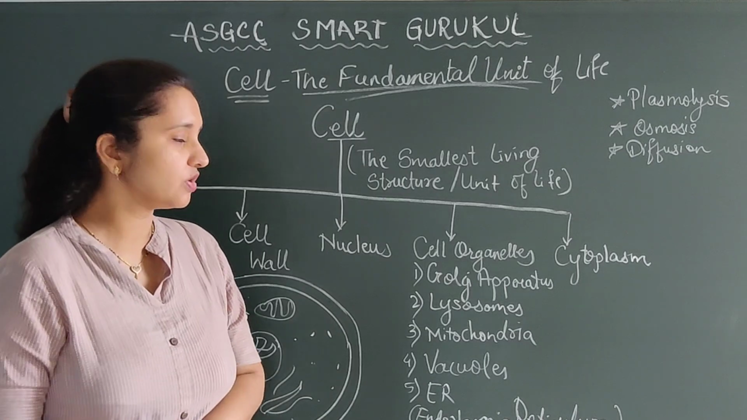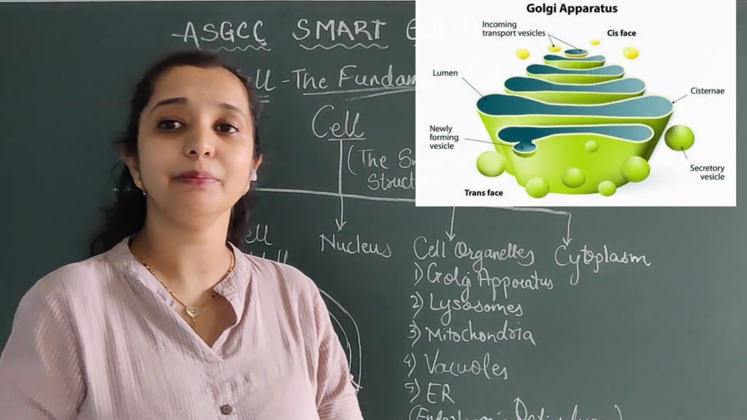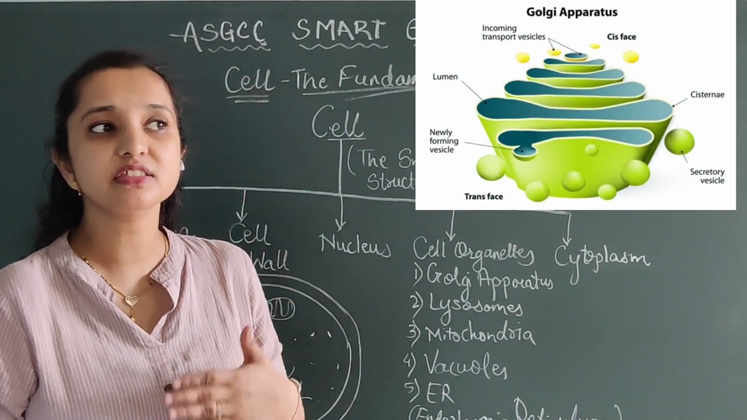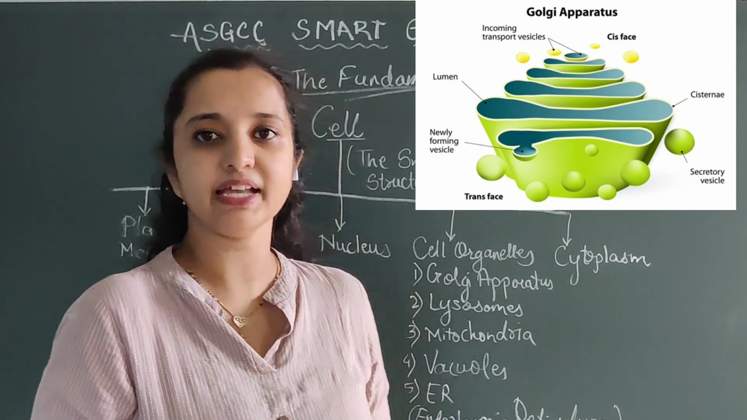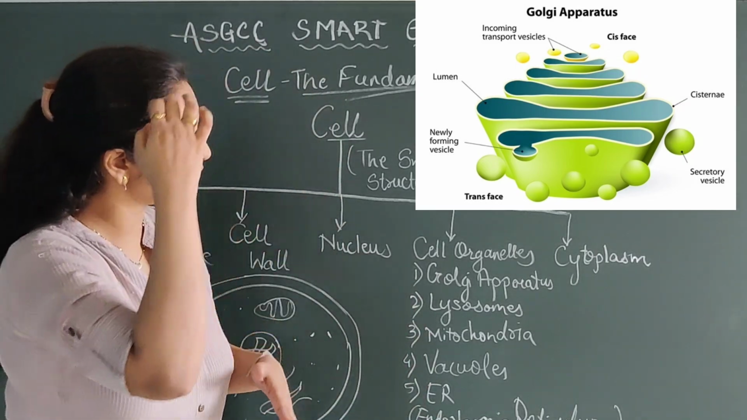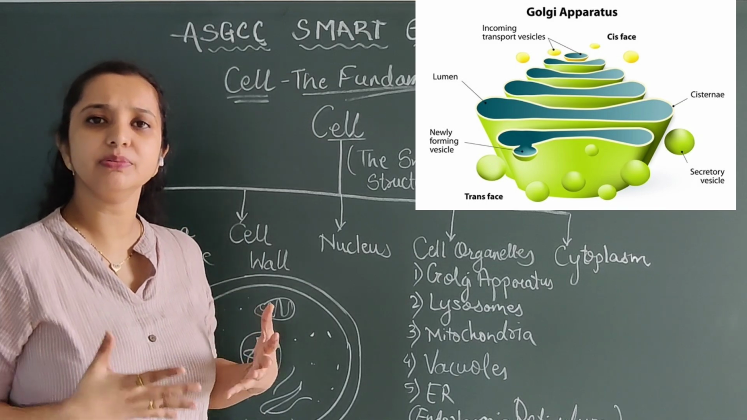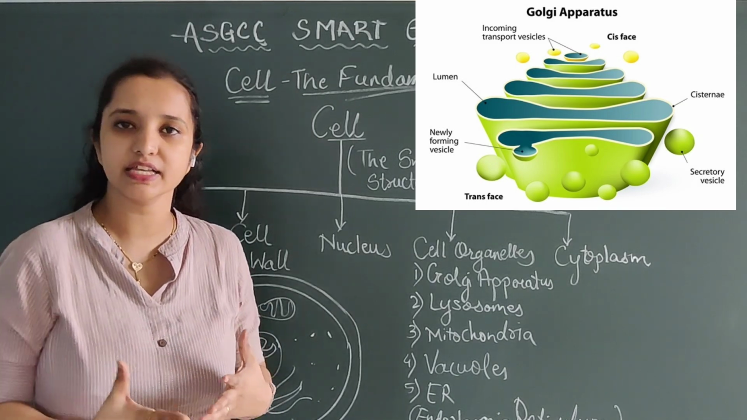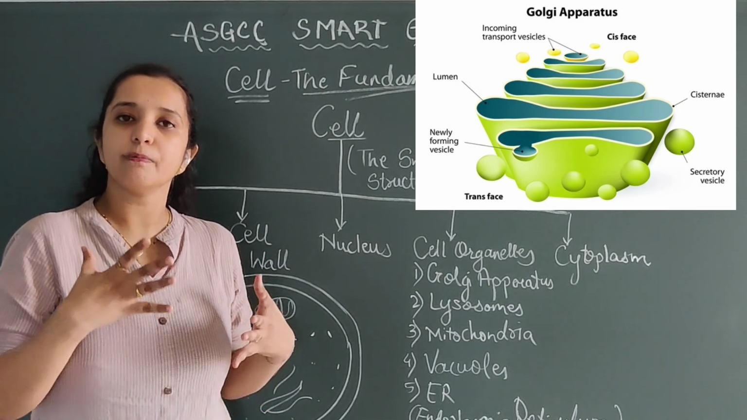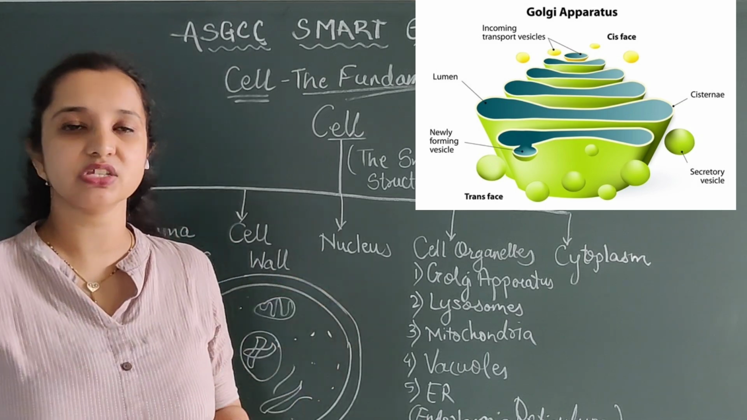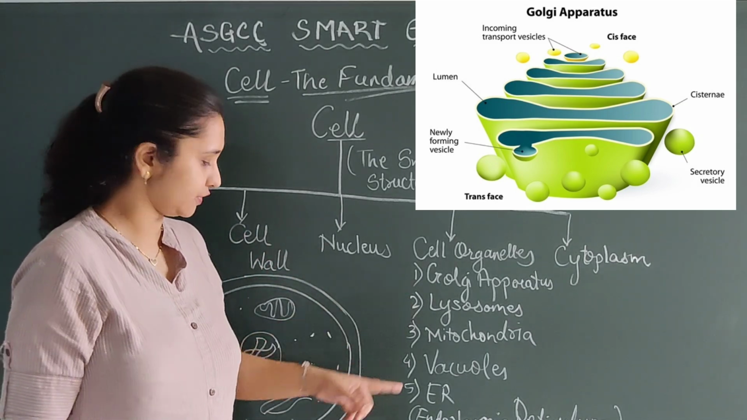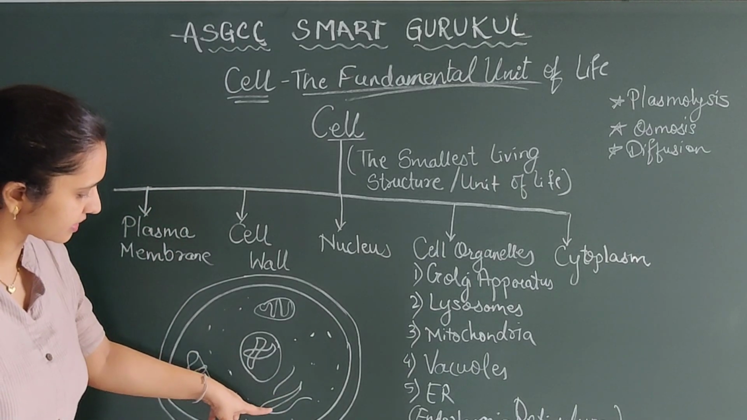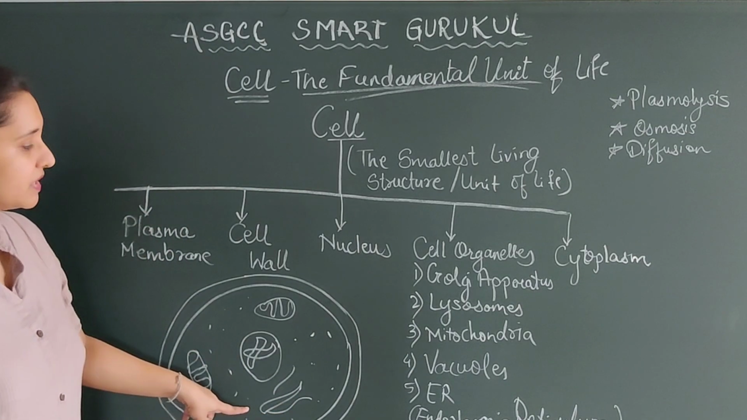Golgi apparatus. What is the Golgi apparatus? What is the work of the Golgi apparatus? The Golgi apparatus does the work of storage, dispatch and transport of all the proteins or whatever material is synthesized in the cell. The packaging, dispatching and storage of what is made in the cell is the function of the Golgi apparatus. You can see this is called the Golgi apparatus in the cell.